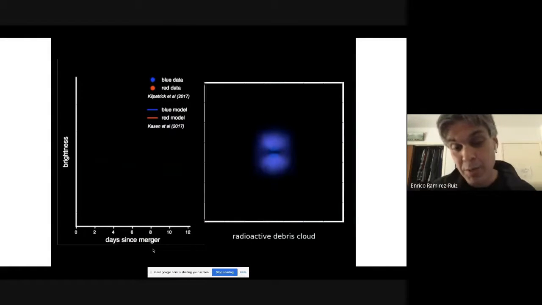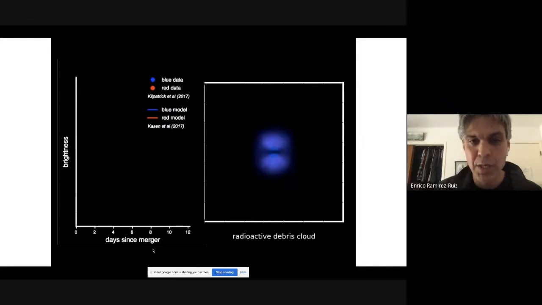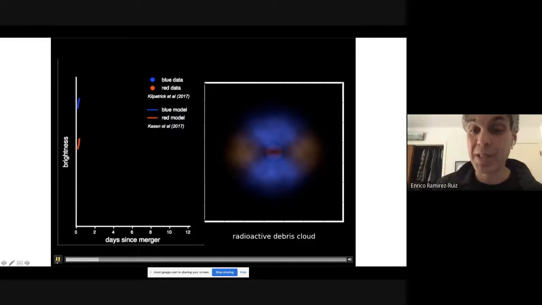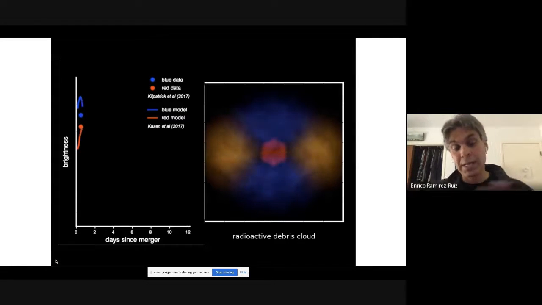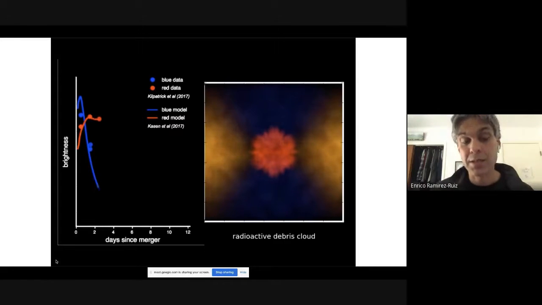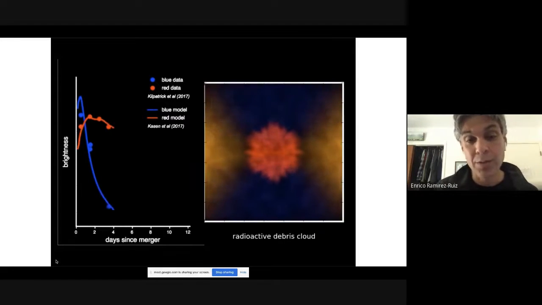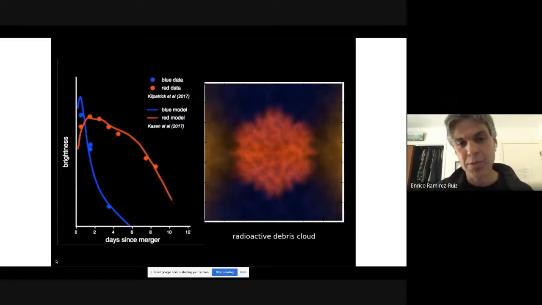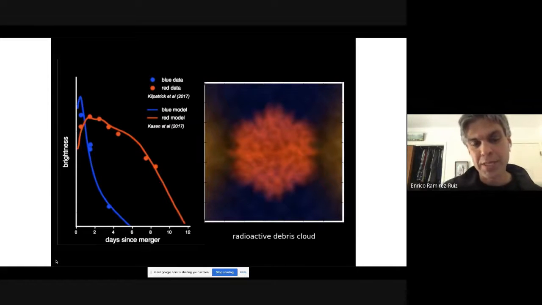This is the model that we put forward when we saw the observations. We said, well, there has to be, oops, it's a movie. It has to be a blue component, maybe the polar squeeze material, and then you need the red component, which has lanthanides. And amazingly, these models that were produced in advance of the discovery give a relatively good prediction of both the bolometric and the spectral, which is, I think, a great achievement in the field.